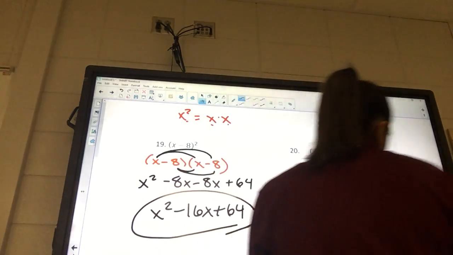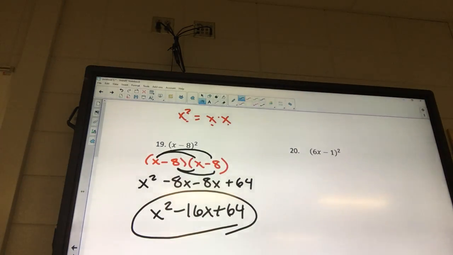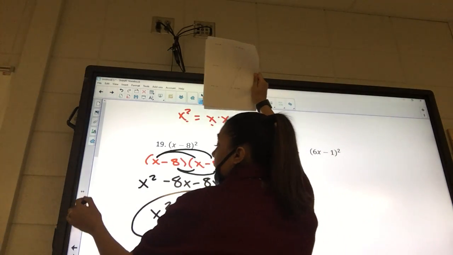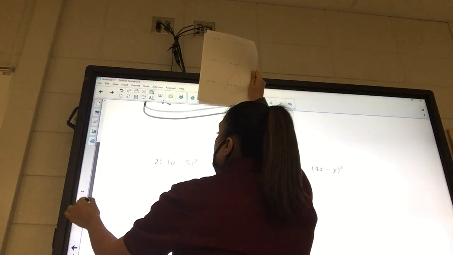Cross off 20, 22, and 24. So it should look like this. Look at my page. 20, 22, 24. That side. Because I'm going to do the last two on the board.